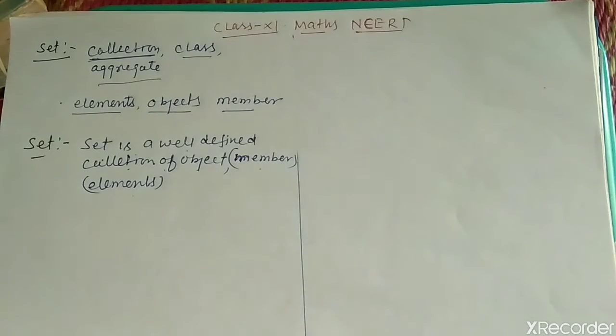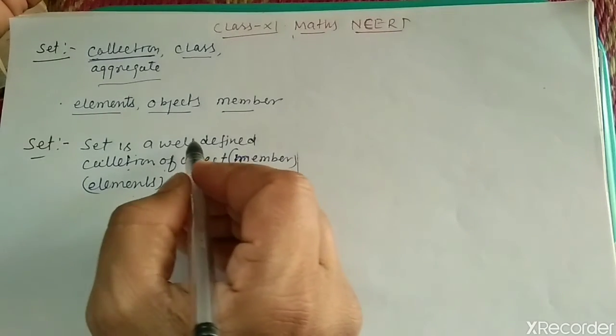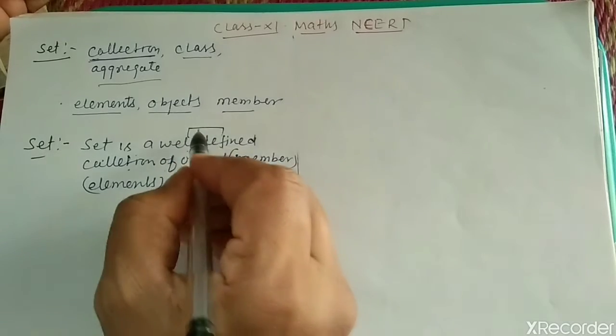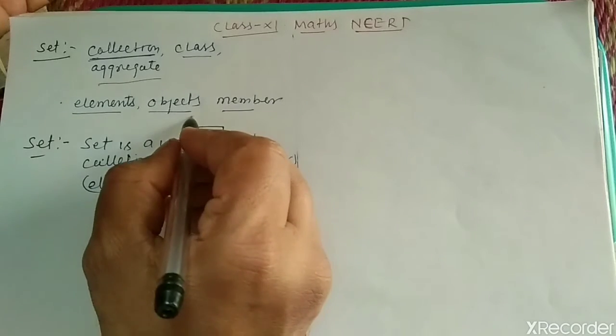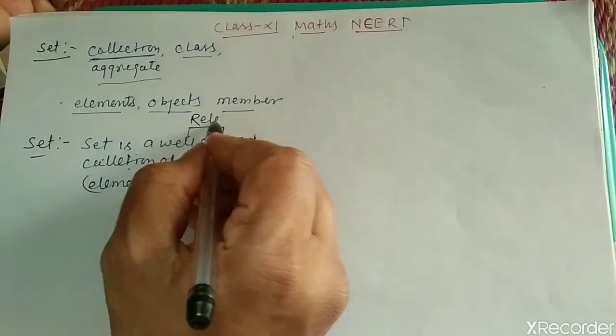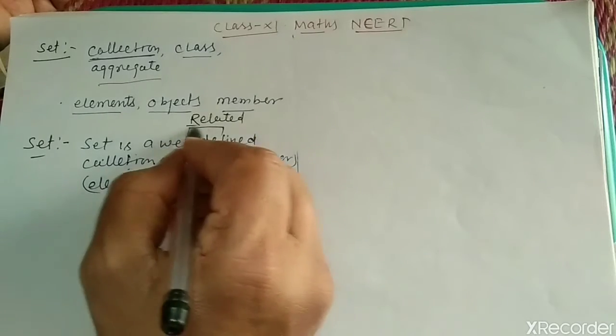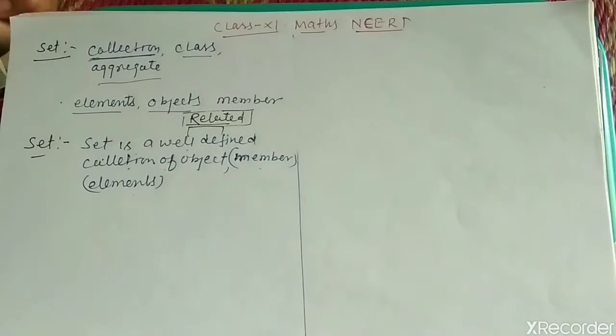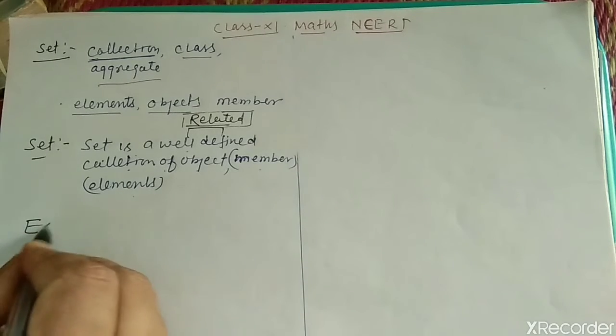Now, the question is, what do I mean by well defined? Well defined means they are related. We collect all the elements, object or member which are related, clear. A collection of members that are related to each other, they are related to each other, means they have the same characteristics. We collect these numbers. So, we can understand it by an example.